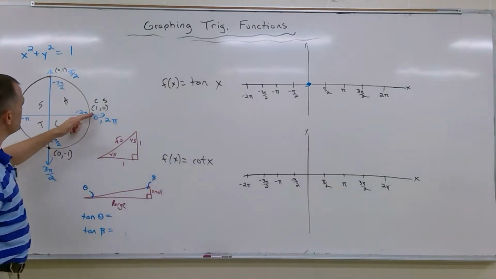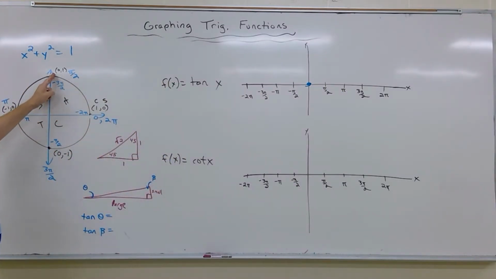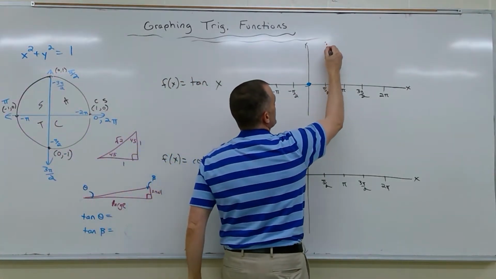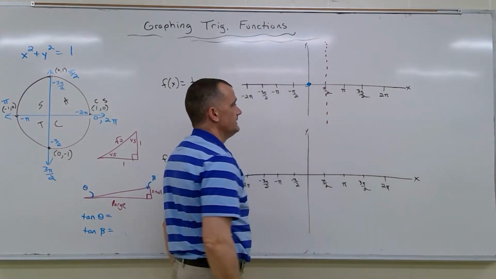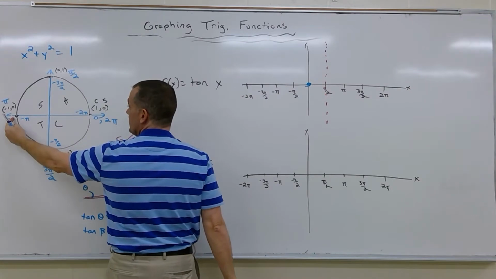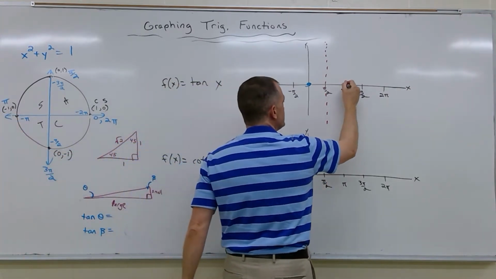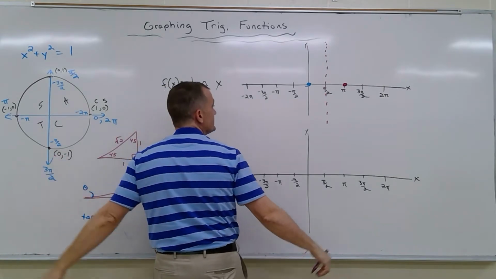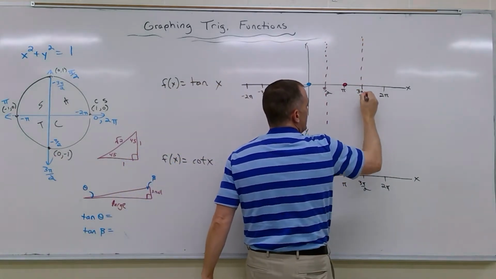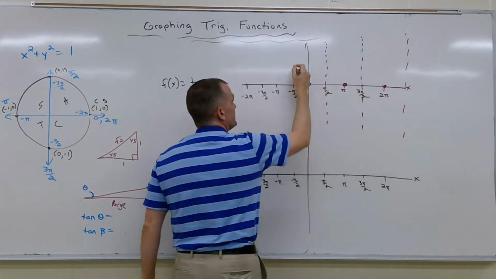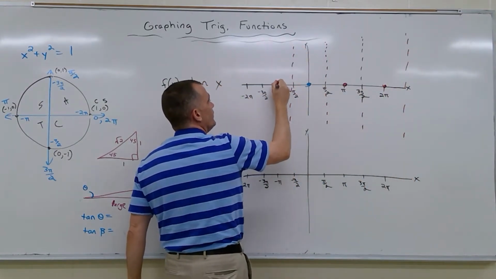The problem comes in when I get up here to pi over 2 radians. I am at 1 over 0, which is undefined. So let me draw in that asymptote right there. And the same thing's going to happen over and over again. Once I get to pi radians, I'm 0 over -1, which is 0. And then once I get right here, I'm at -1 over 0, which is undefined. And then I'm back at 0, then another asymptote, and I can repeat this over and over and over.